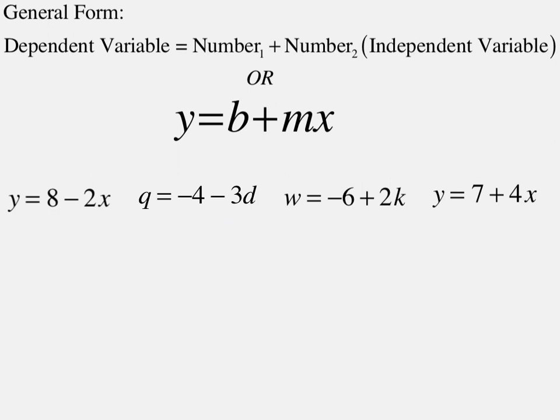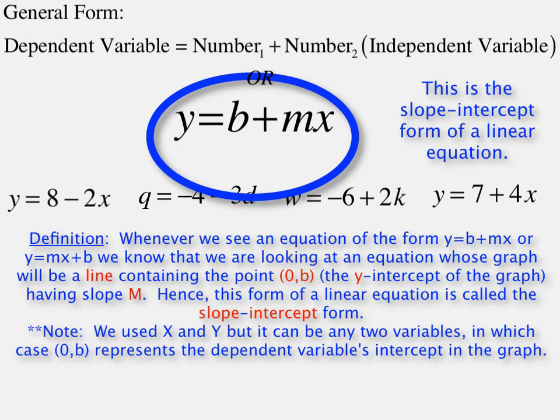One more definition. The slope-intercept form of a linear equation. So whenever we see an equation of the form y equals b plus mx, which is my preferred form of it, or y equals mx plus b, we know that we're looking at an equation whose graph will be a line containing the point 0, b, the y-intercept in this case. Of course, if we were using variables other than x and y, it would be a different intercept for that variable, having slope m. Hence, this form of a linear equation is called the slope-intercept form.